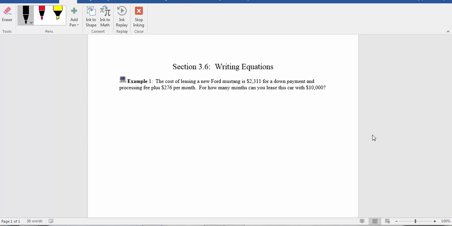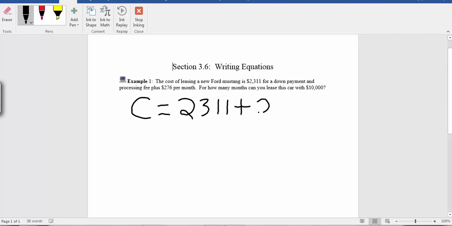Since we're talking about cost, the best place to start is using C to represent the cost. C equals, well, we know we're definitely going to be paying that $2,311, and we're going to be paying $276 per month. Now, when you see per and then you see month, you want to put your other variable right there, and since it's month, I'm going to use M.